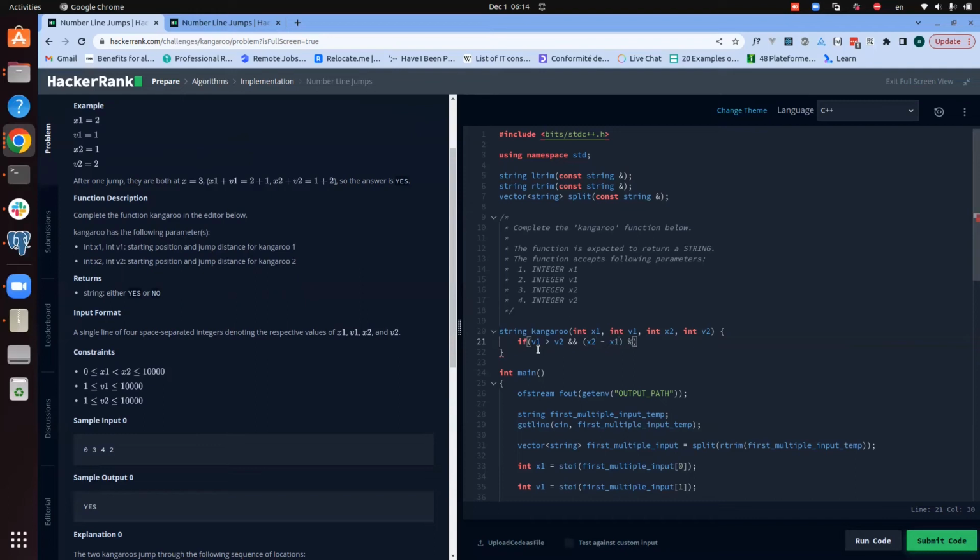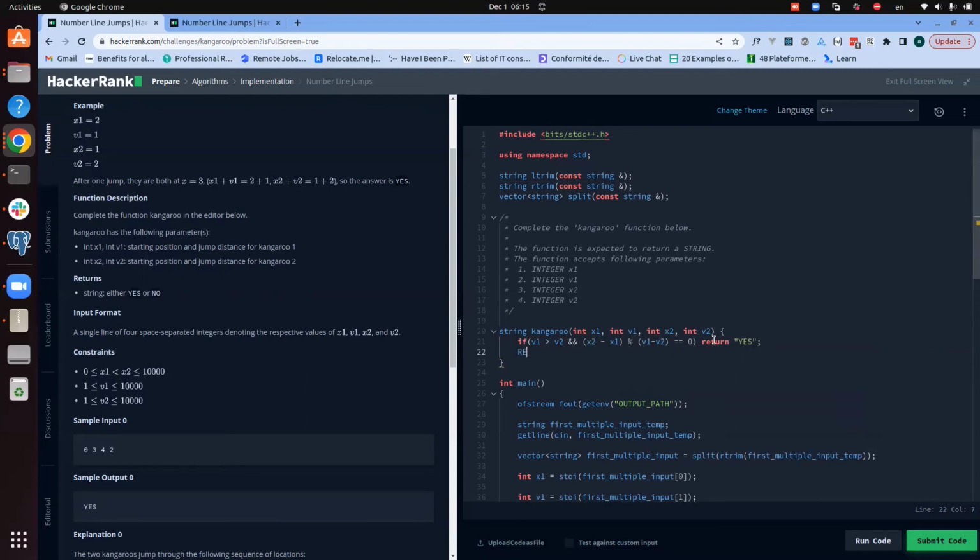So the modulo operator of that distance and v1 minus v2 should be equal to 0. So if those two conditions are okay, that means the first one is actually moving faster than the second one, and the distance in between them is actually a multiple of the distance that is decreasing at each step. So they will eventually meet at a certain point. So if those two conditions are okay, we just return yes. Otherwise, we return no.